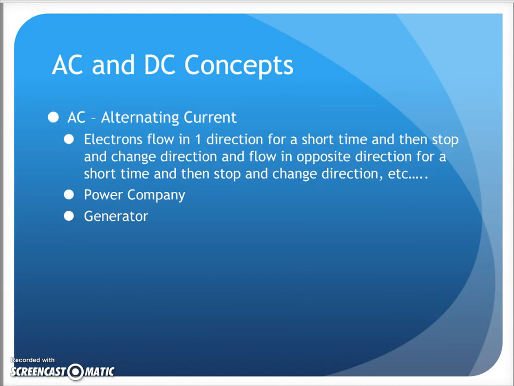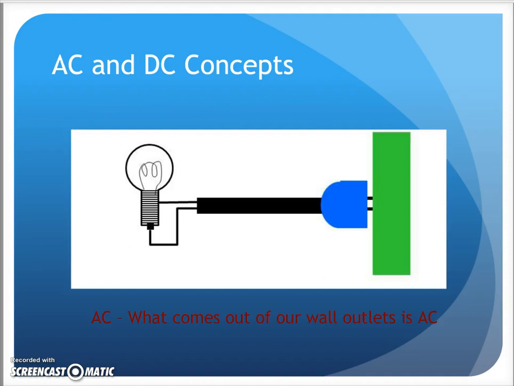Meanwhile, with AC, alternating current, your electrons flow in one direction for a short period of time, stop, turn around, and then flow in the opposite direction for a little bit, then stop and turn around, and so forth. That's the kind of power that you get from your power company or from things like a generator. AC is what comes out of your wall outlets. So when I plug that in, I literally have electrons going through the light bulb and back and forth, and that lights up the light bulb.